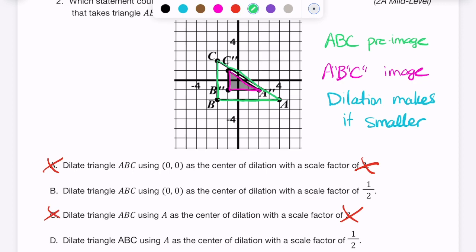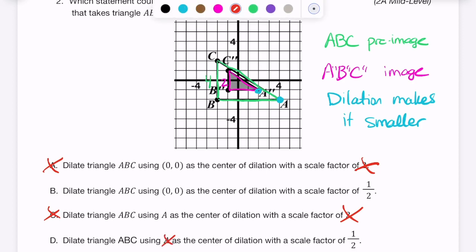The correct scale factor here is 1/2. This is 4, and then this is 2, so it's being divided by 2 or multiplied by 1/2. And then we have to figure out what is the center of dilation. Is it going to be the point 0, 0 or point A? If it was point A, then A and A double prime would be in the exact same location because the center doesn't change. It's where the dilation happens from. Since A and A double prime are in different spots, it can't be A.